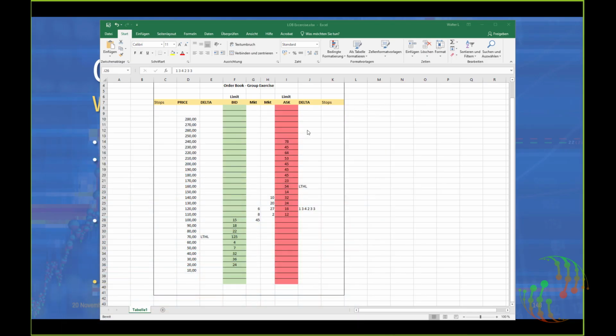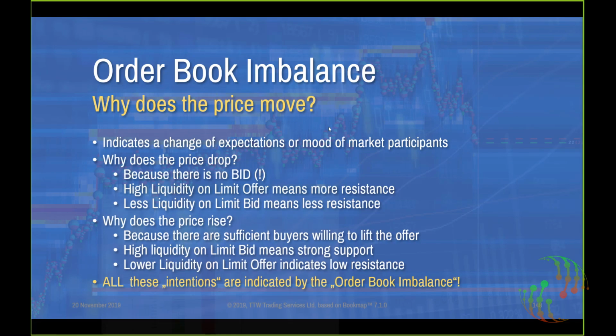We should understand what it is. Order book imbalance is indicated by stacked or cancelled orders on the limit side. It indicates a change of expectation or mood of market participants. Why does the price drop? Because there is no bid, and that's the main reason why prices go down or drop. When everyone is cancelling their orders on the bid side, the limit orders on the bid side are weaker. Remember the path of least resistance, for example, we talked about yesterday.